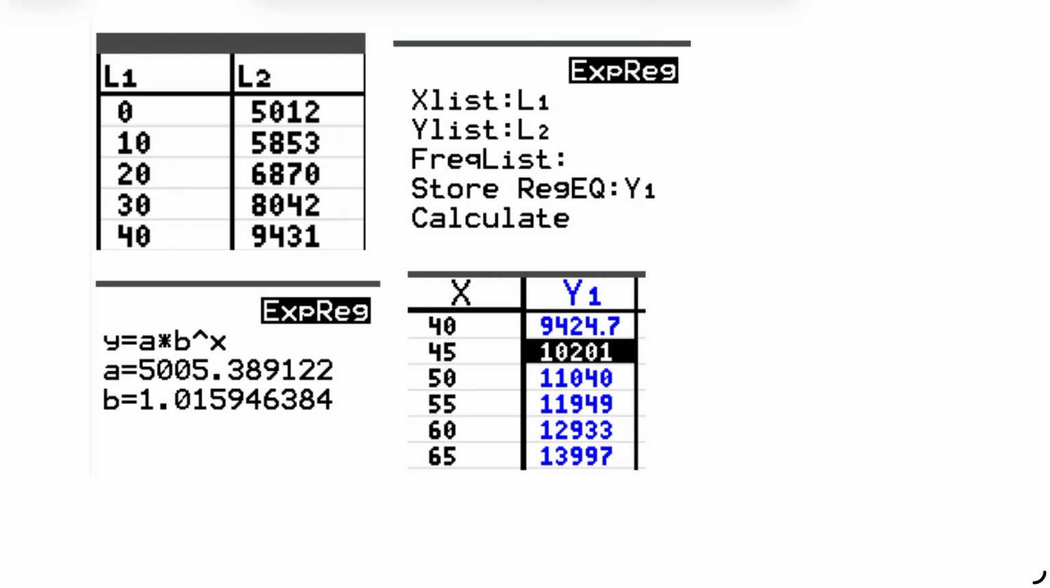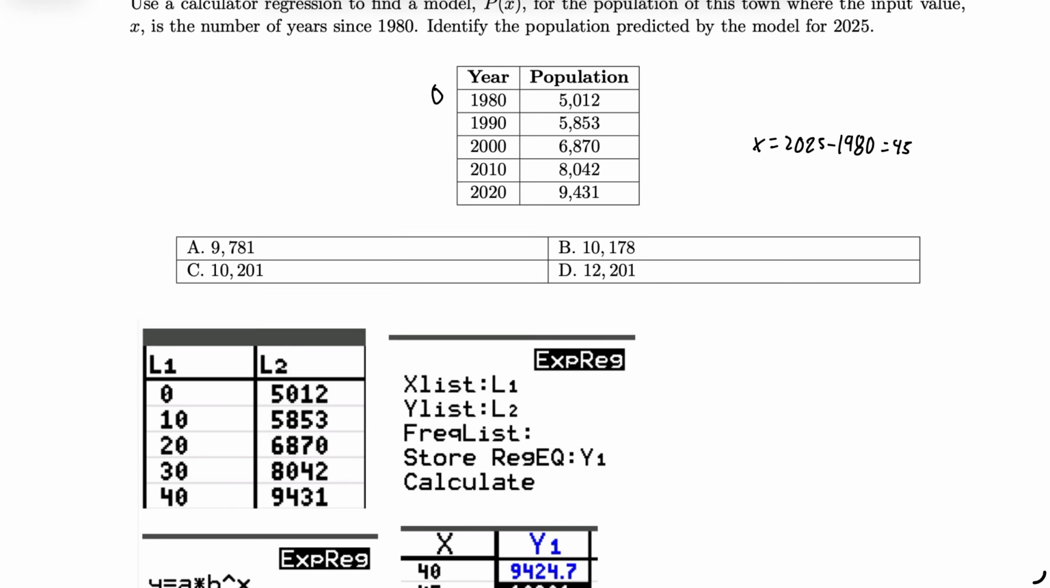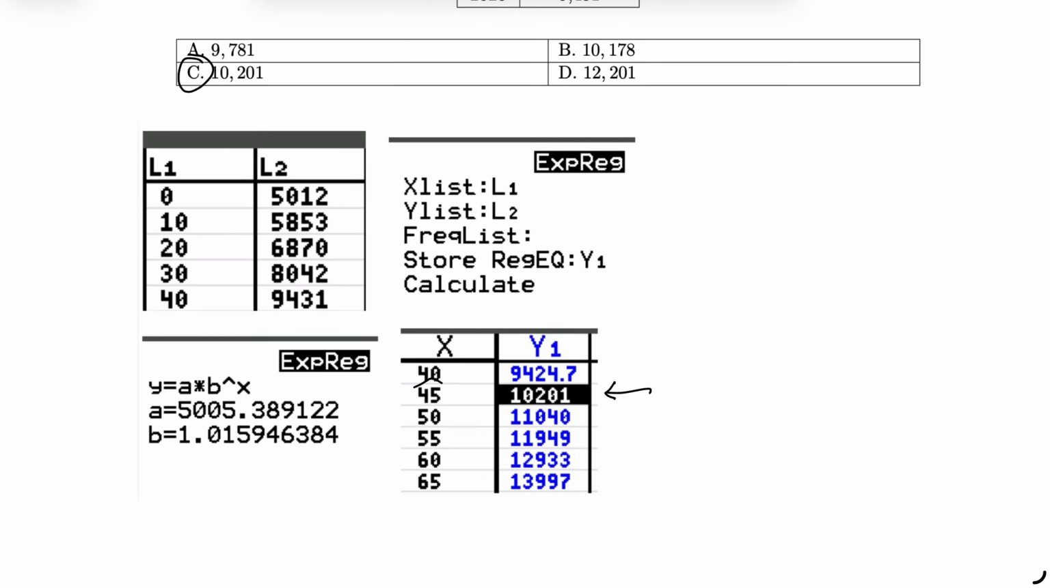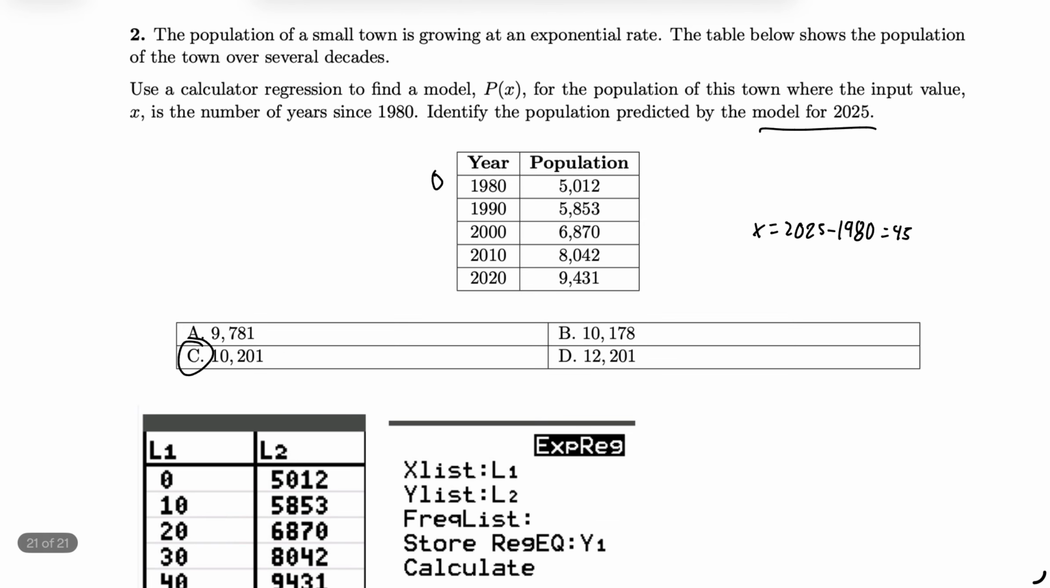Now your answer for the population number in 2025 should be 10,201 right here, which corresponds to the year 45, which is 45 years beyond 1980, using that as our base value. Now, let's continue to our next problem.